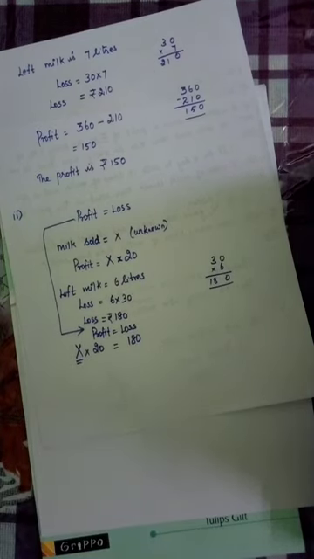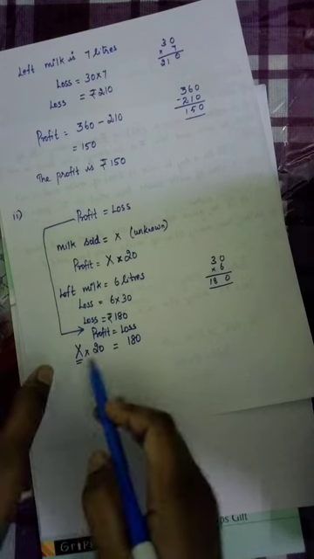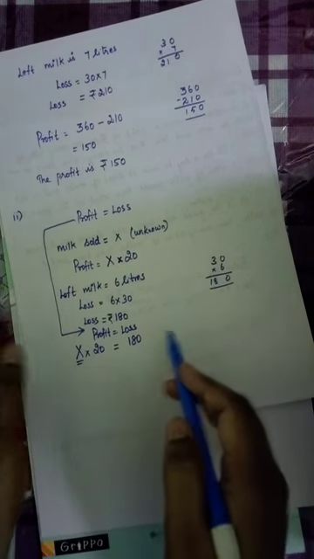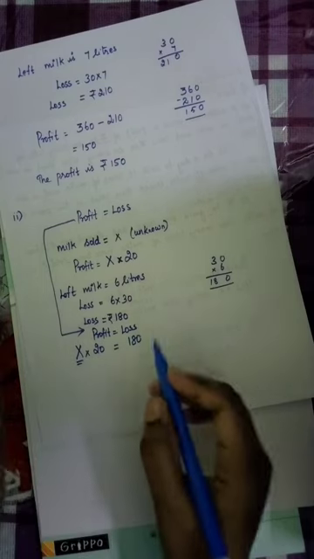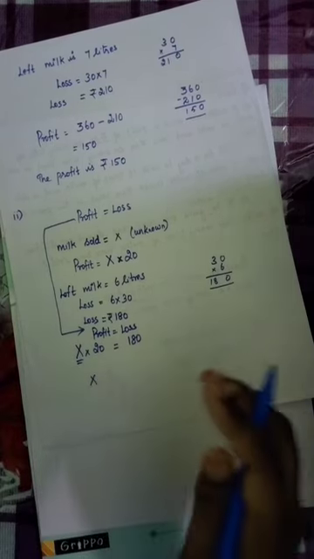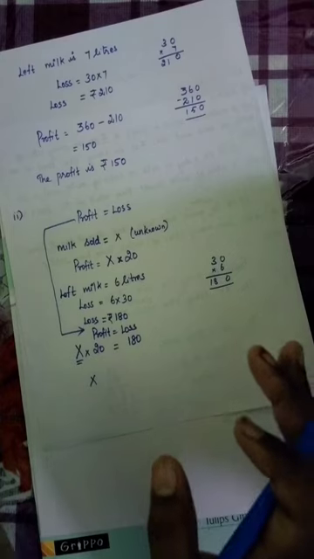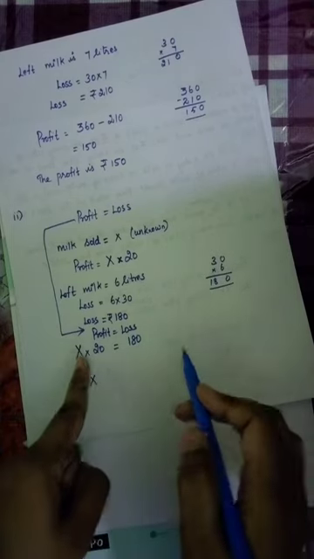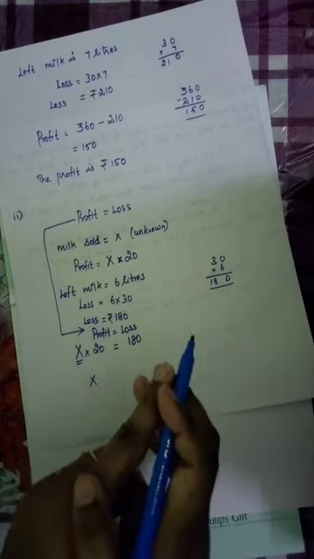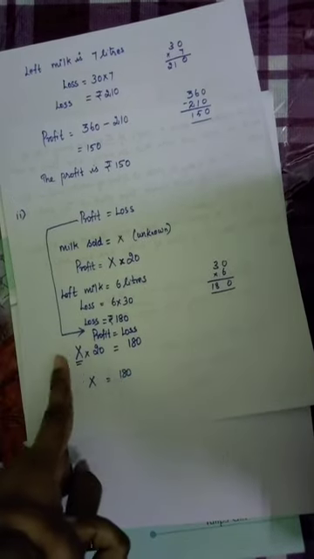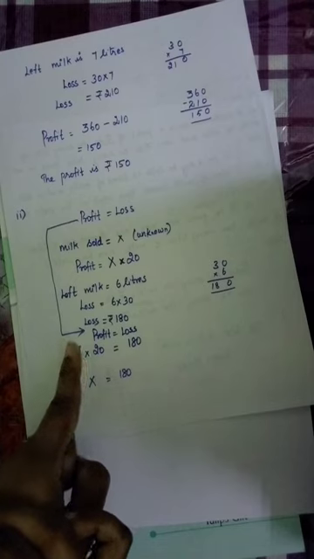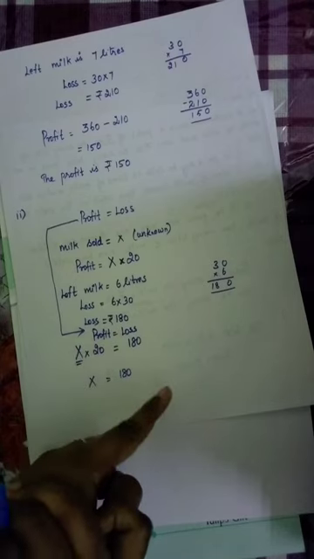How will you find this x value? Any idea? Here it is x into 20 is equal to 180. First keep x alone on the left side, then take this 20 to the right side. So 180 on the right side, and x alone on the left side.